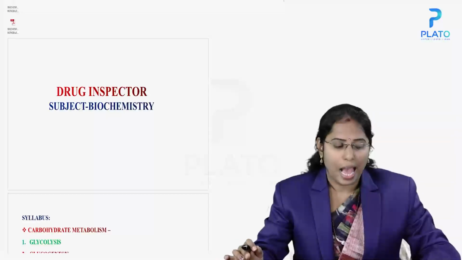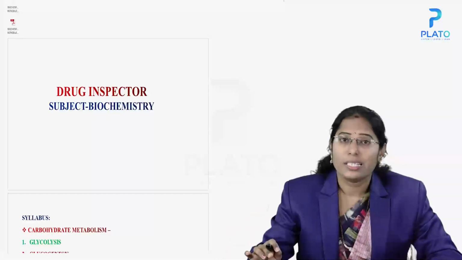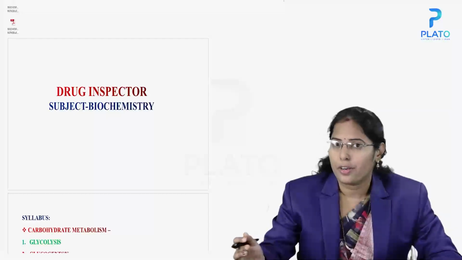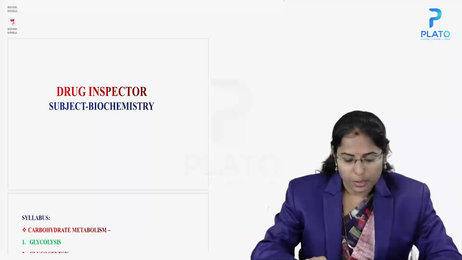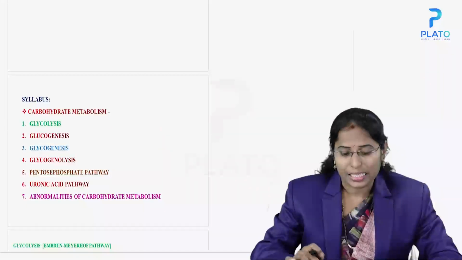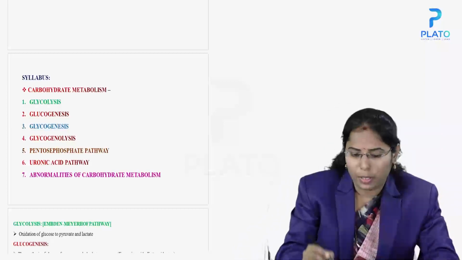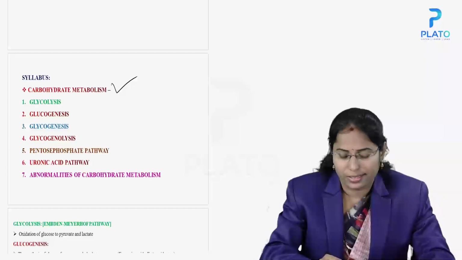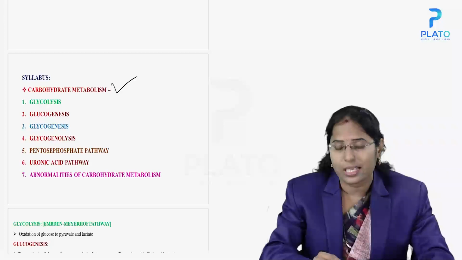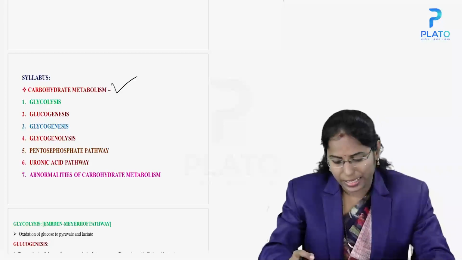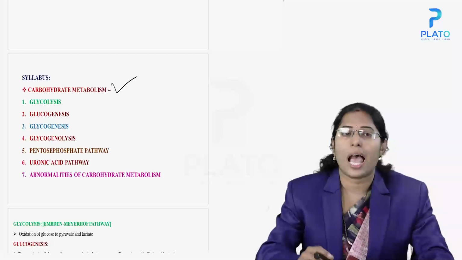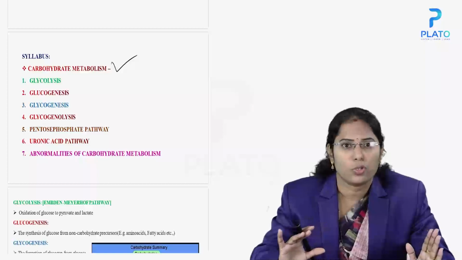And today, I'm going to discuss with you about the TSPSC Drug Inspector Syllabus, its weightage and references. Coming to the Drug Inspector Syllabus, they have mainly given carbohydrate metabolism. Under carbohydrate metabolism, there are a few subtopics like glycolysis, gluconeogenesis, glycogenolysis, pentose phosphate pathway, uronic acid pathway, and abnormalities of carbohydrate metabolism. And in this session, I am going to give a small overview about these topics.